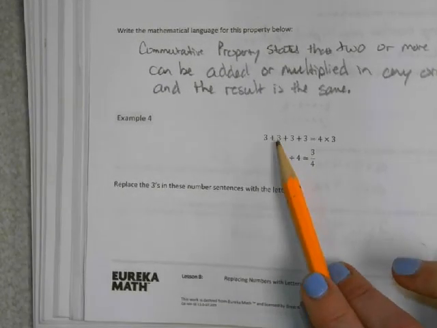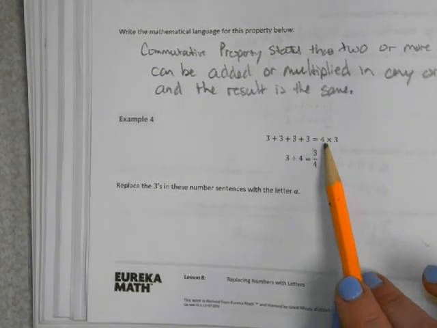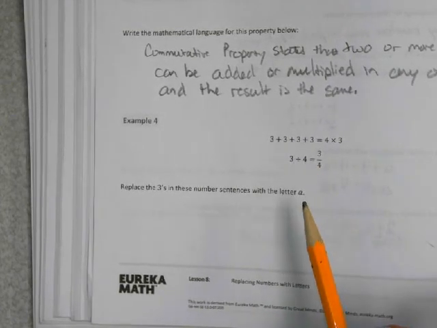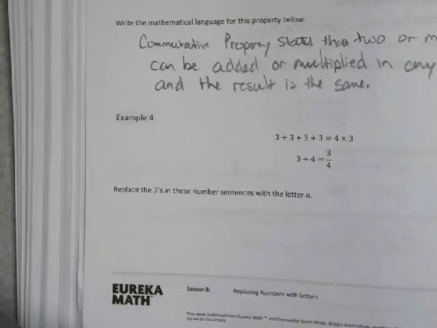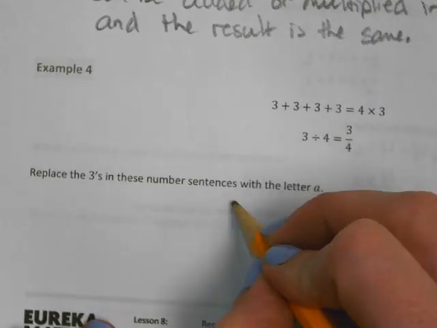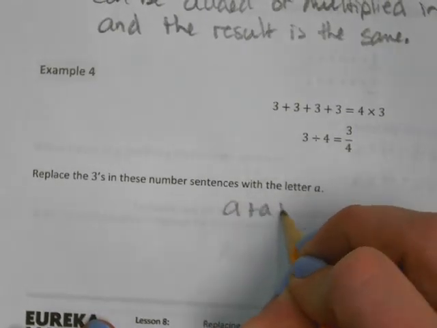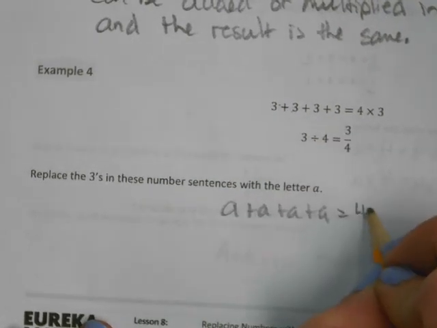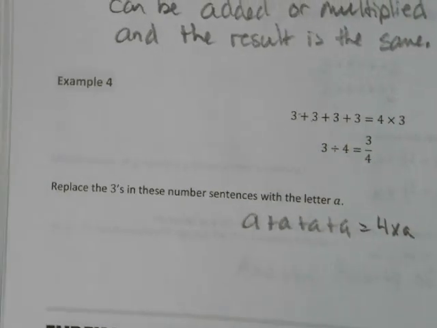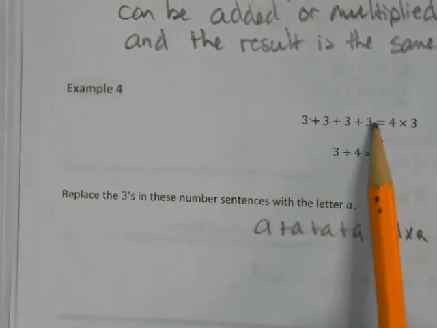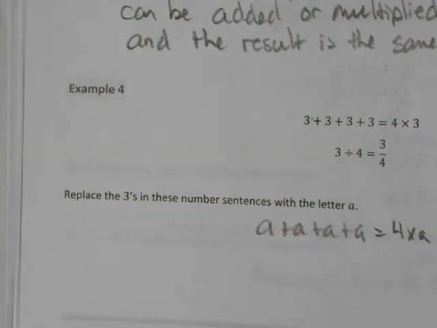Now, if we look below, we have 3 plus 3 plus 3 plus 3 is equal to 4 times 3. And then we have 3 divided by 4 equals 3 over 4. So right here, it has us replace the 3's with the letter A. So that means we'd have A plus A plus A plus A, so that's 1, 2, 3, 4, is equal to 4 times A, which is true. If we're repeatedly adding a number a certain amount of times, we just multiply it by however many times we're adding.